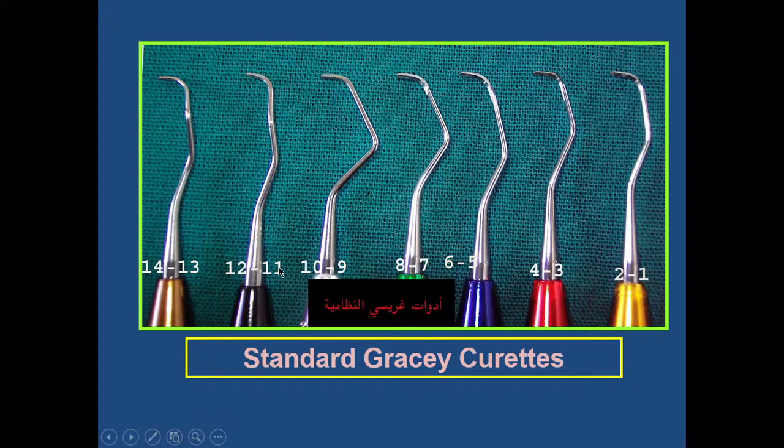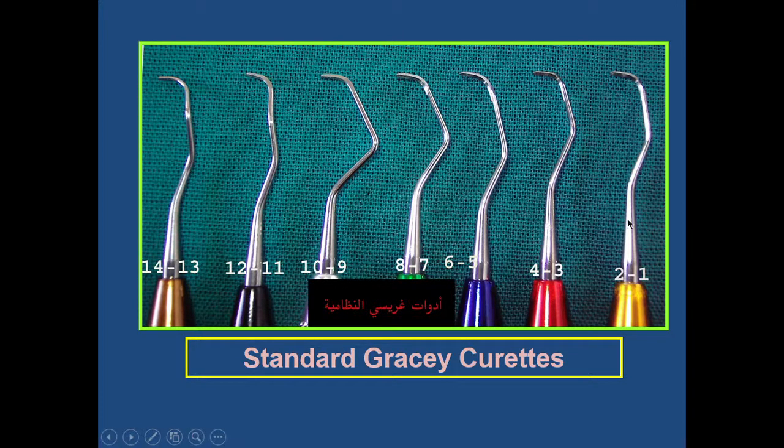You see 11 and 12 has the same shape as 5 and 6 but has a complex shank here. You see this is the first bend, this is the second bend. 13 and 14 have a complex shank also. This is the first bend and this is the second bend. You see? Okay.